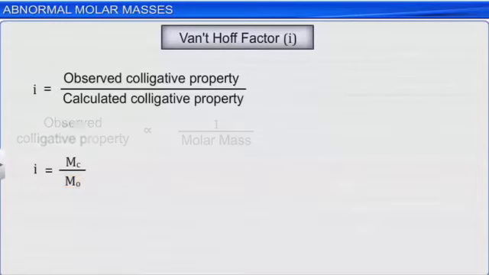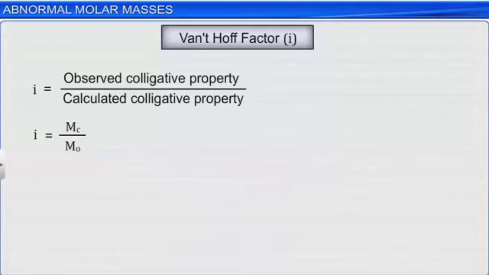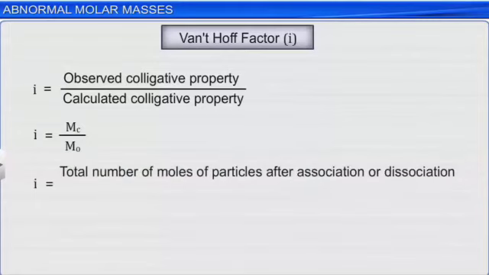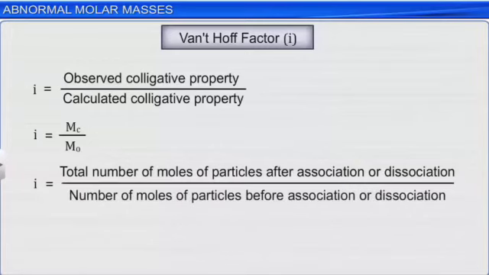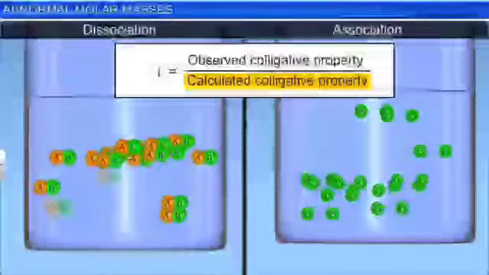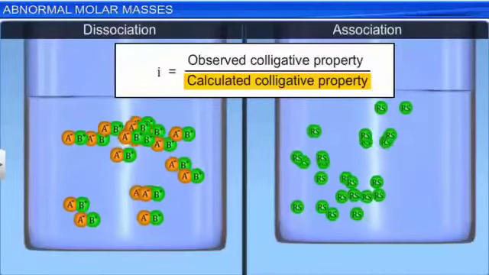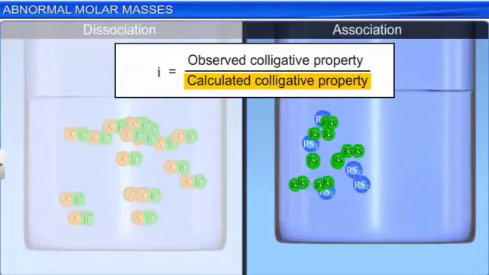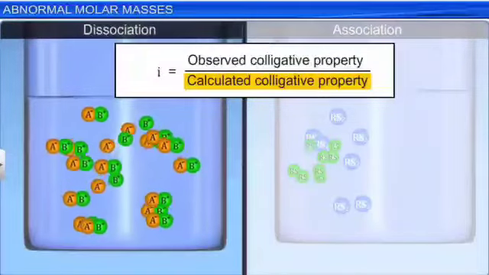Further, as the colligative property depends directly on the number of particles present in a solution, it can also be written as i is equal to total number of moles of particles after association or dissociation divided by number of moles of particles before association or dissociation. Note here that the calculated colligative property takes into account the assumption that the non-volatile solute has undergone neither association nor dissociation.